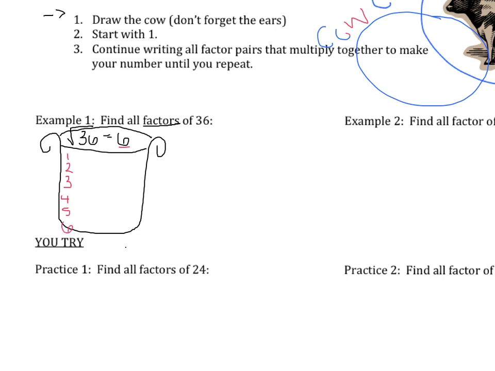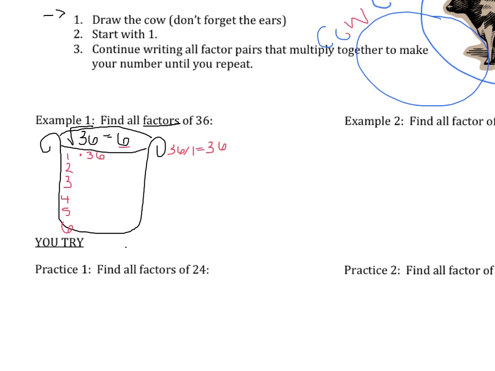The next thing I'm going to do is see out of these numbers 1, 2, 3, 4, 5, and 6, which of them go into 36 evenly. So I'm going to start with 36, and I'm going to say, okay, 36 divided by 1 is 36. So one of my factors is 1 times 36.